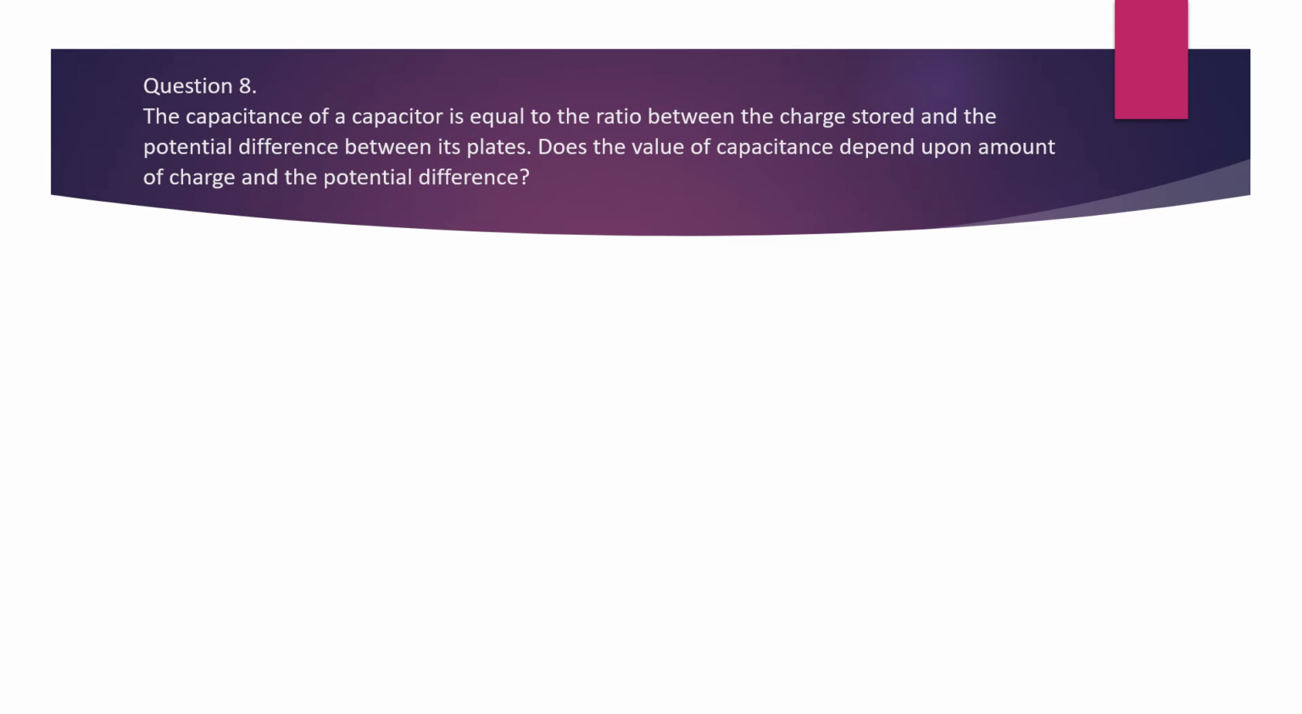Question 8. The capacitance of a capacitor is equal to the ratio between the charge stored and the potential difference between its plates. Does the value of capacitance depend upon the amount of charge and the potential difference?